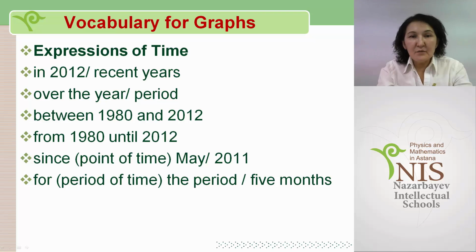Expressions of time we use for description are the next. In 2012, in recent years, over the year, over the period, between 1980 and 2012, from 1980 until 2012. Since, you should say the point of time, since 2011. For, you can also use a period of time. For the period, for 5 months.